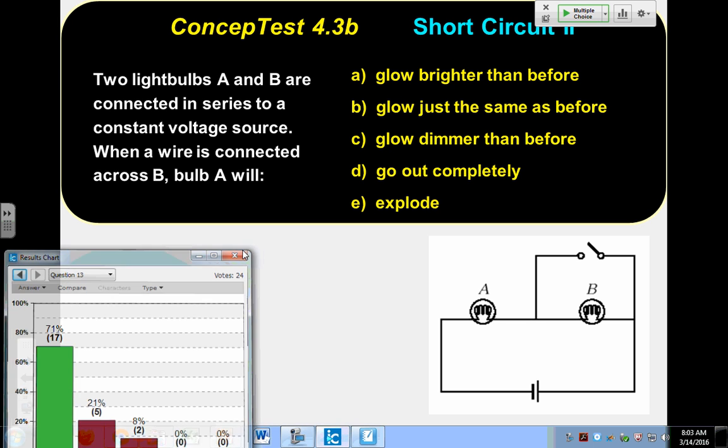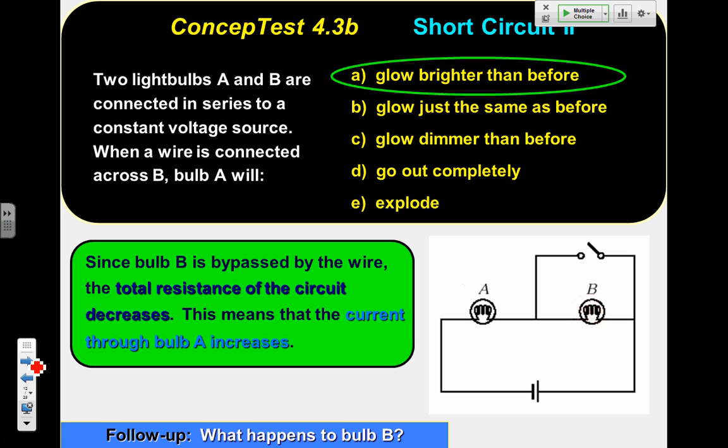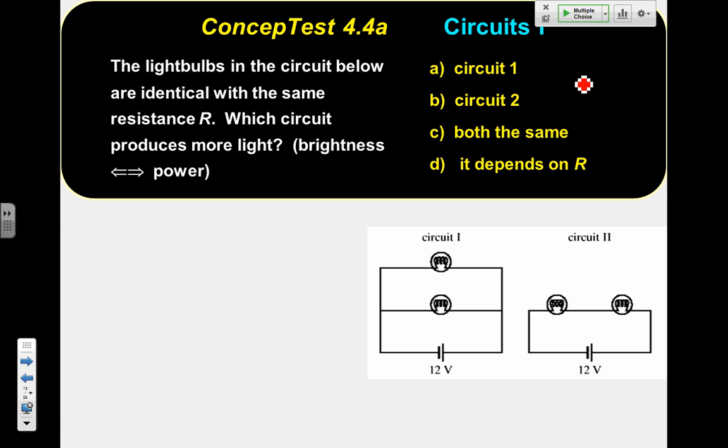Okay, good. Bulb A will burn brighter than before. Imagine if I had 12 volts here. If bulb A and bulb B are both going, I'll have 6 volts. But if I take out bulb B, now I no longer have 6 volts. I have twice the energy going to bulb A. I have 12 volts of energy per charge going to bulb A. Bulb B, of course, just goes out.